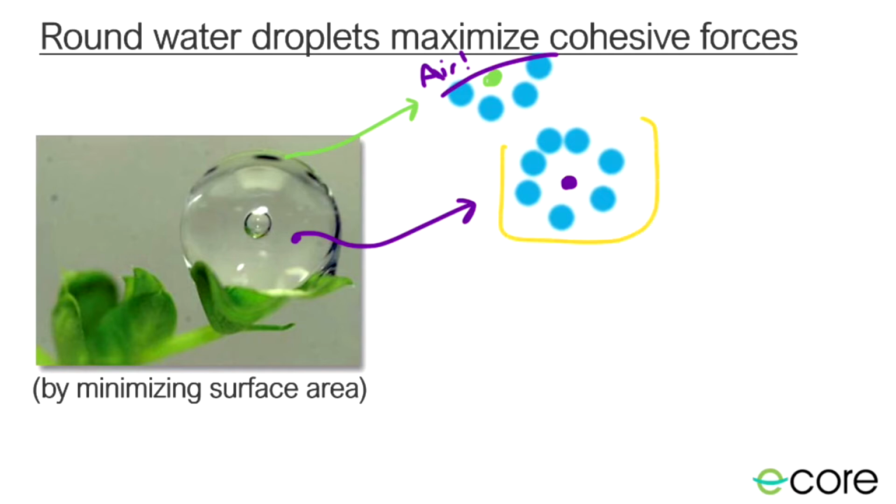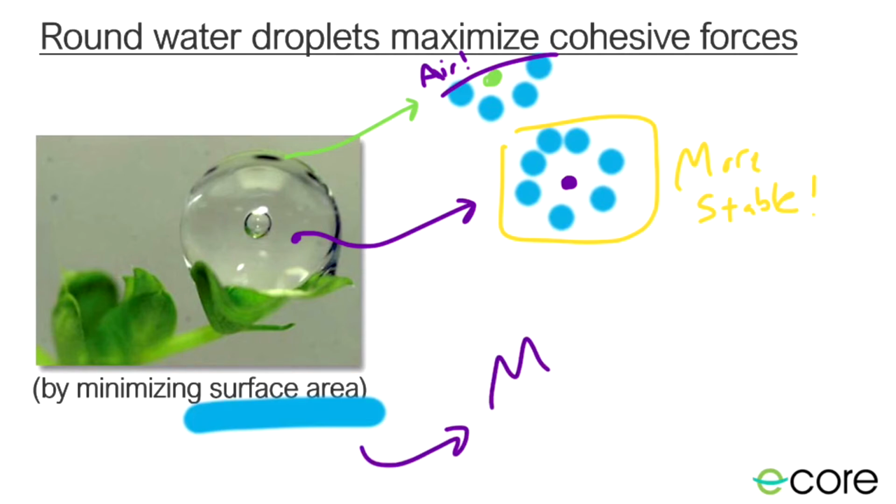What that means is this is more stable. It's interacting with more water molecules, and that stabilizes it. It has tons more of those hydrogen bonds that keep it at a low energy. So which molecule is happier? Well, the one in the center of that sphere. And if at all possible, a water molecule would prefer to be at the center where its energy is lower. And so by adopting a round shape, it minimizes how many of those water molecules have to be at the surface. So by minimizing the surface area, it actually maximizes our cohesive forces. So minimizing the surface area maximizes cohesive forces.